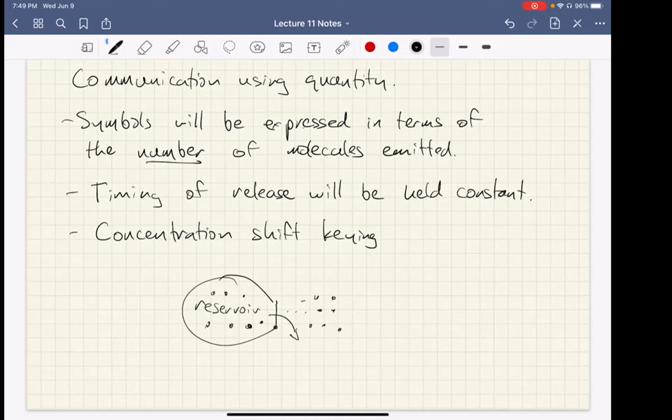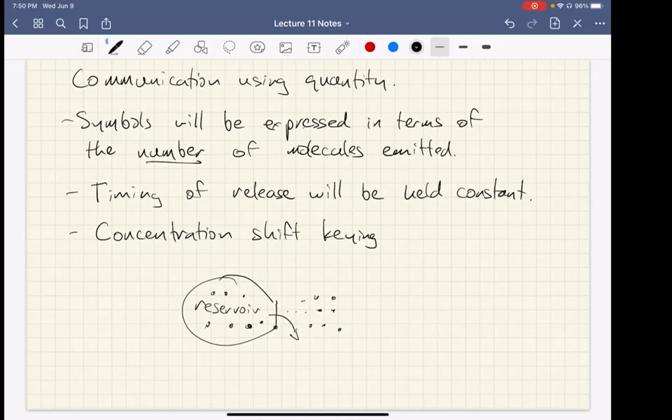So presumably you might not even have exact control of the number. We will generally assume here that you can control the exact number, but concentration shift keying could be accomplished by opening this door for a certain amount of time. If you want a little, maybe you'd open it for a millisecond. If you want a lot, maybe you'd open it for 10 milliseconds. If you want 0, you just keep it closed.